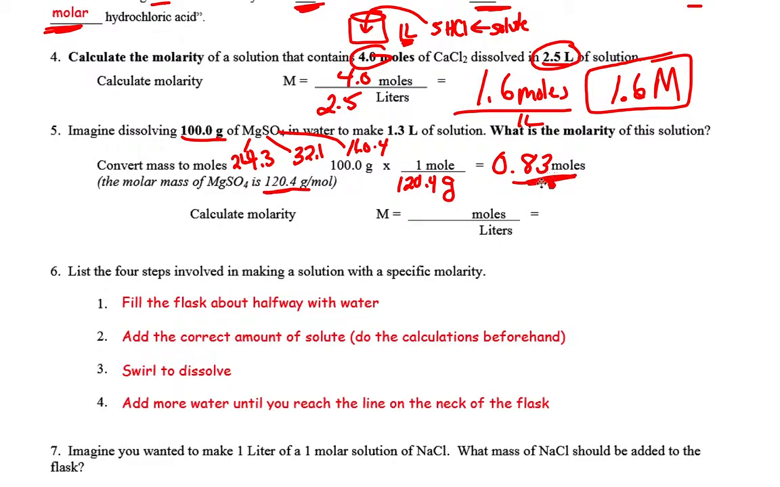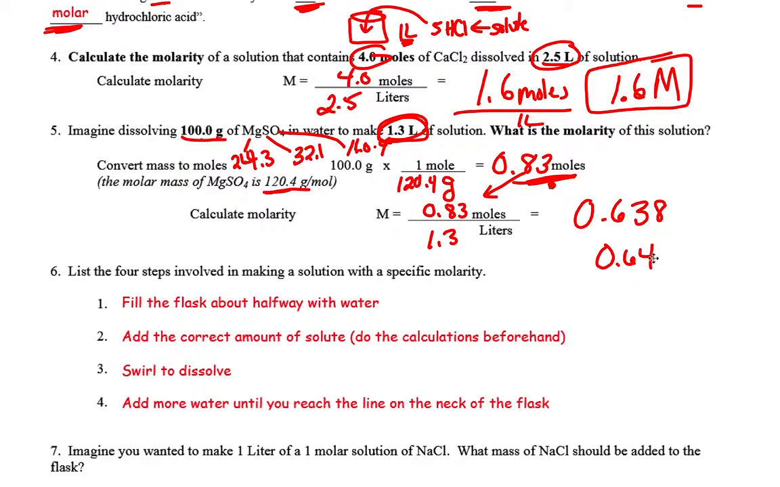Now I have moles and I have my liters of solution. So I can put my moles on top and 1.3 liters on the bottom. This whole first step was just about getting from mass to moles. Once I have moles, it's easy: I just divide moles by liters. So 0.83 divided by 1.3, and what do I get? 0.638. You can round to 0.64.